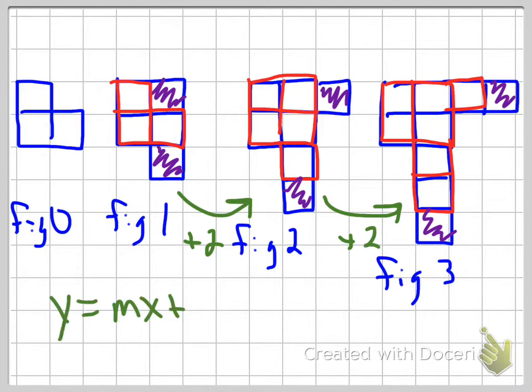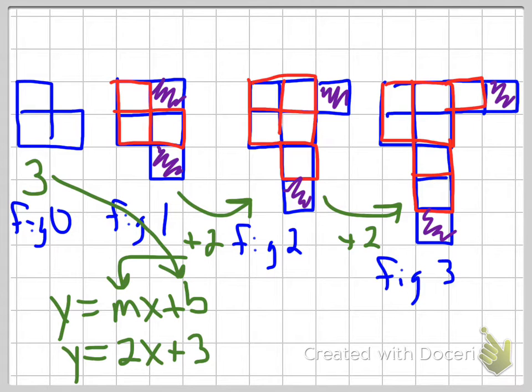If I look at what's happening between each shape, and I think of my equation y equals mx plus b, there are 2 tiles being added from each figure to the next. That is my m value, or the slope. So it's been changing by 2 tiles. If I look at figure 0, there are 3 tiles. That is the b value, or my 0 term. So my equation for this situation is 2x plus 3. The 2 means how much it's changing by, and the 3 is my 0 term.